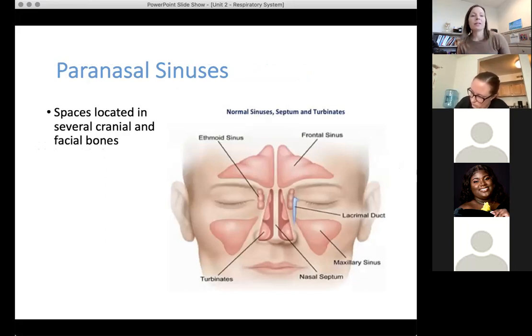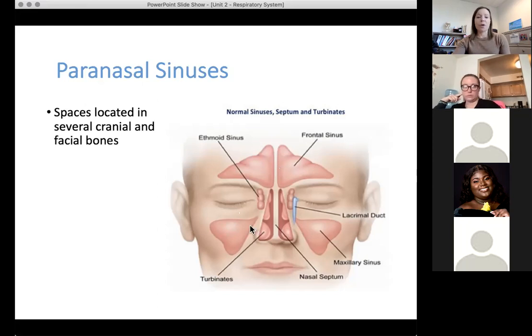Okay, and then lastly are the sinuses. You guys can see the sinuses from this picture here. And you have all that information in your outline already. Sinuses are spaces that are found within bone. These are spaces that are found within the facial bones and the cranial bones.